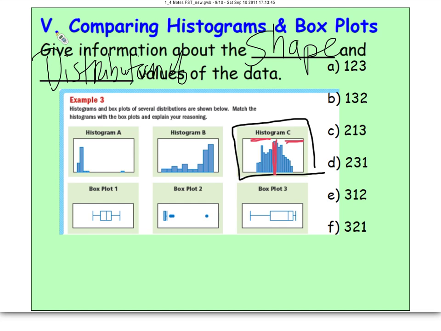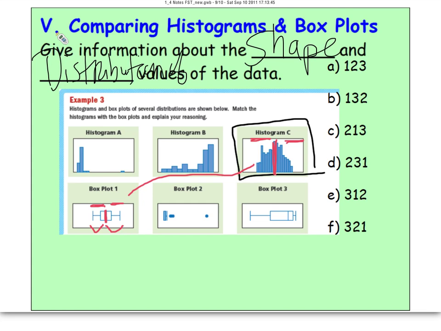Well, remember, if we look at box plot 1, the median is right here, and you notice how nicely balanced this is. The lower 50% of the data sits from quartile 2 all the way down. That's 50% of the data. From quartile 2 all the way to the maximum is another 50% of the data, and it's nicely and equally balanced. So therefore, histogram C and box plot 1 go hand in hand.